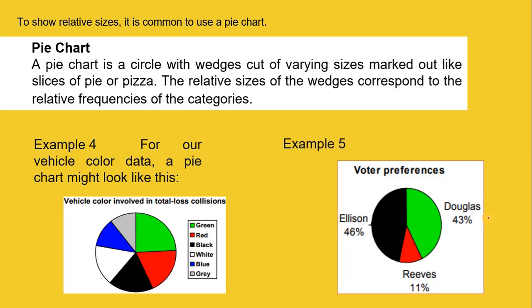Next, to show relative sizes, it is common to use a pie chart. When the numbers have a relationship among themselves, or they're related to one another, you can make a pie chart. This is a circle with wedges cut of varying sizes marked out like slices of pie or pizza. The relative sizes of these wedges, these sections, correspond to the relative frequencies of the categories. For example, the car colors in the example, just like this. So making the pie chart, it would look like this.